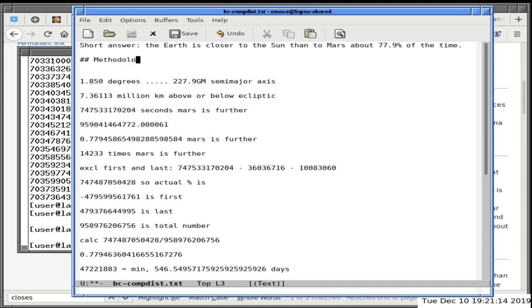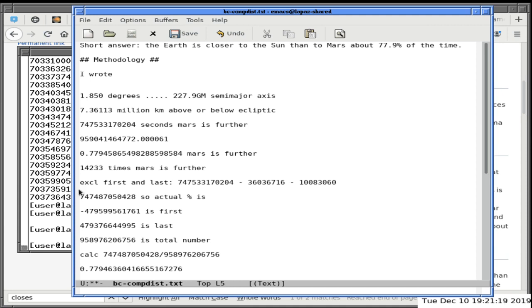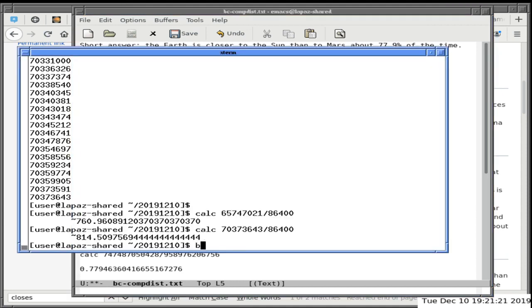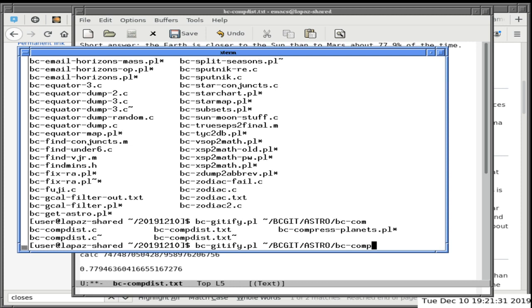Methodology, always nice to have that in there. And of course we can't just give them the answer, we have to tell them where it is in Git. What did we call it, CompDist? Yeah, we did.